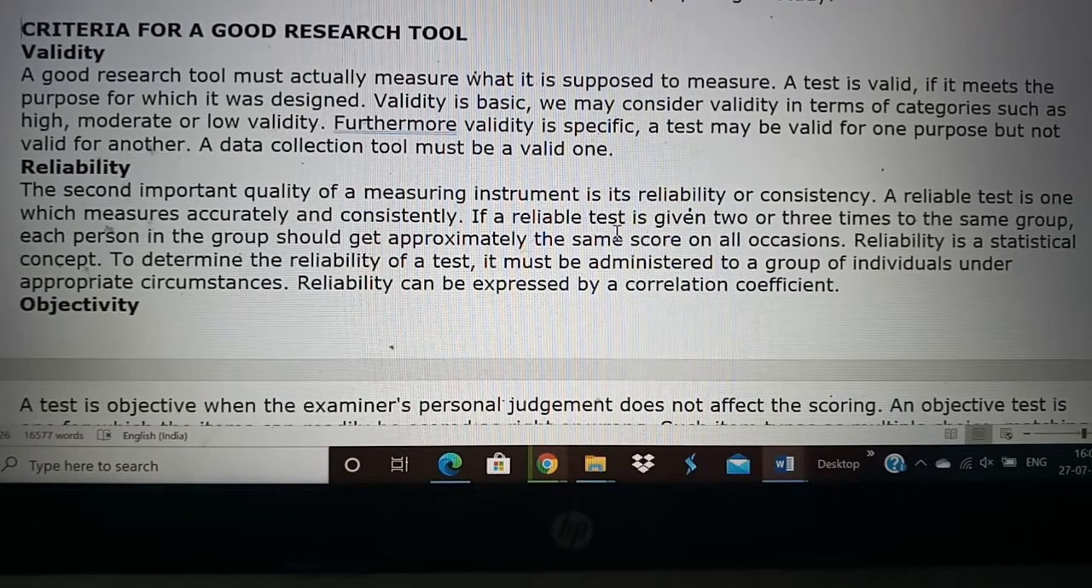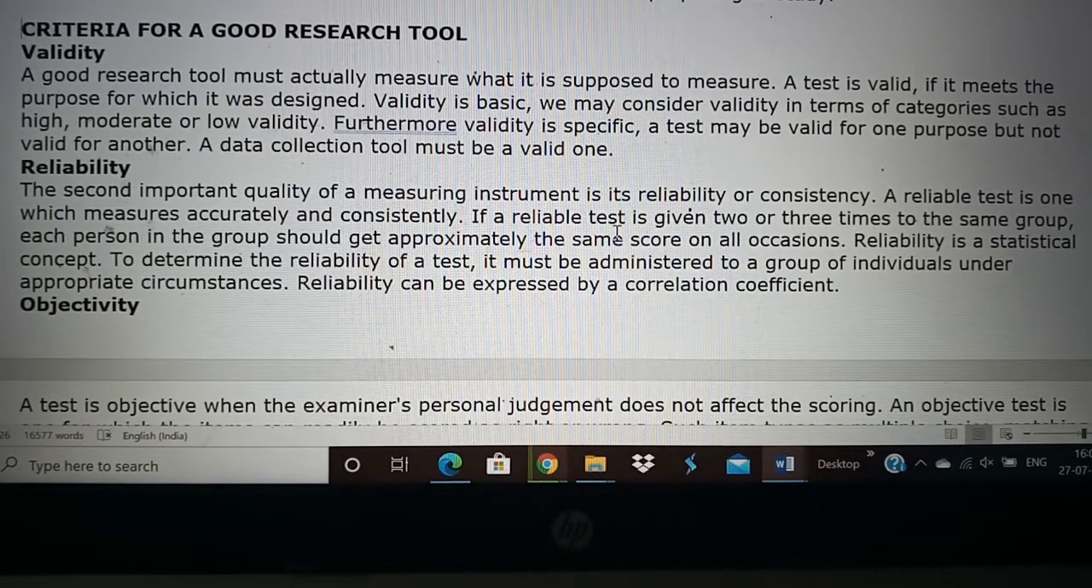So in case the family member is taking leave or taking off from work to bring the patient to the hospital, even that is a cost involved in the treatment of leprosy ulcer, because the patient has to undergo that cost also. So in simple words, a tool has to measure what it has to measure, then it is called valid. Validity is the most basic thing that any research tool should have. You can categorize validity as high validity, moderate validity, or even low validity. So it's a very specific way of assessing the research tool.